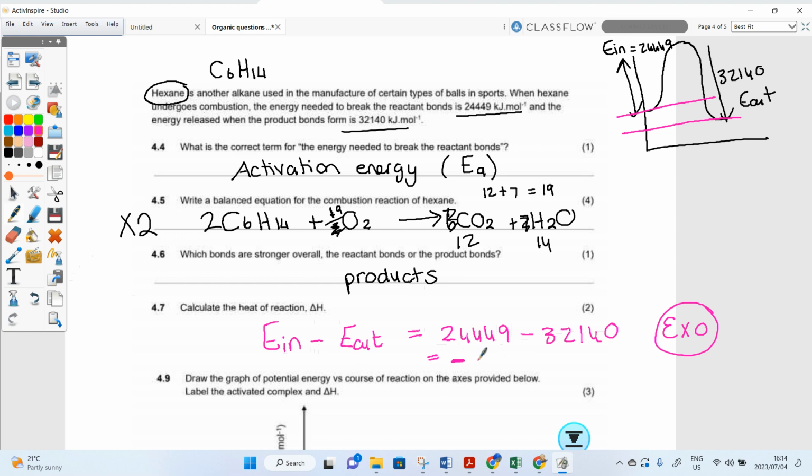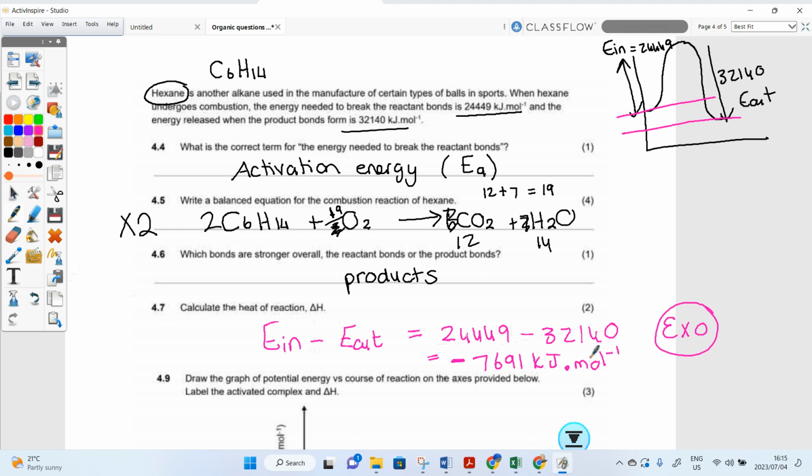What is the answer? 24449 minus 32140 is minus 7691. What's the unit? Kilojoules per mole.